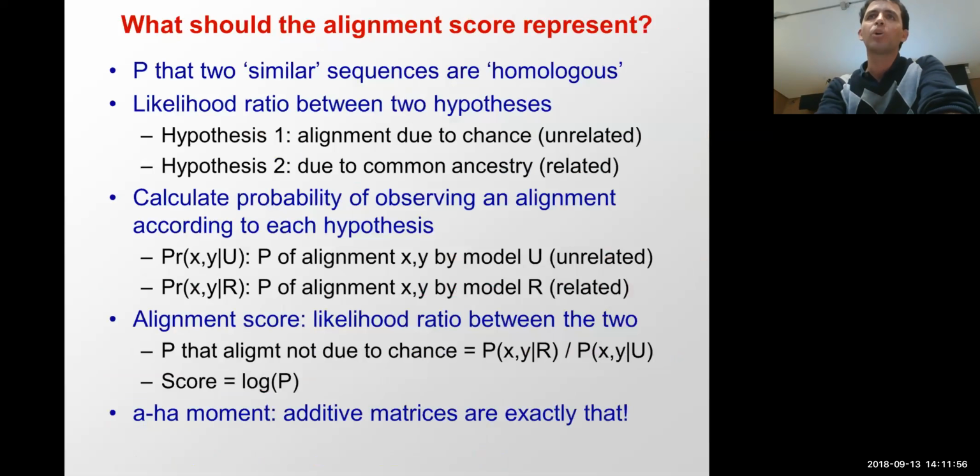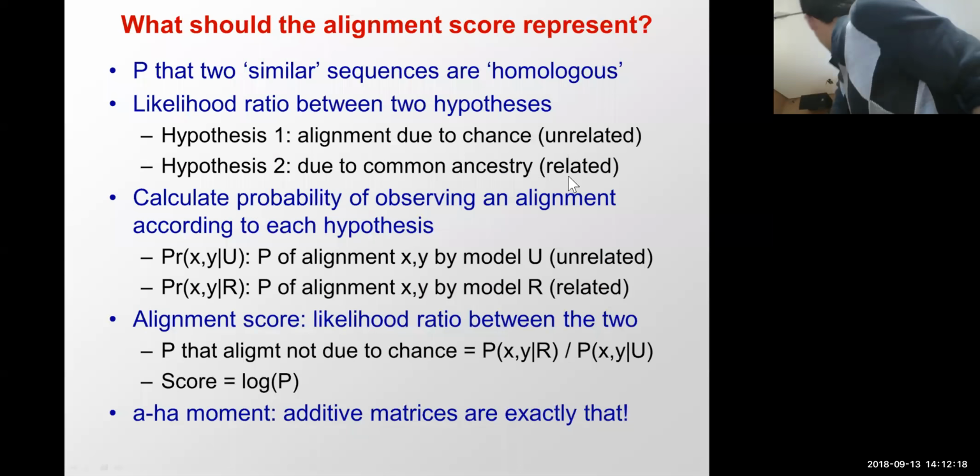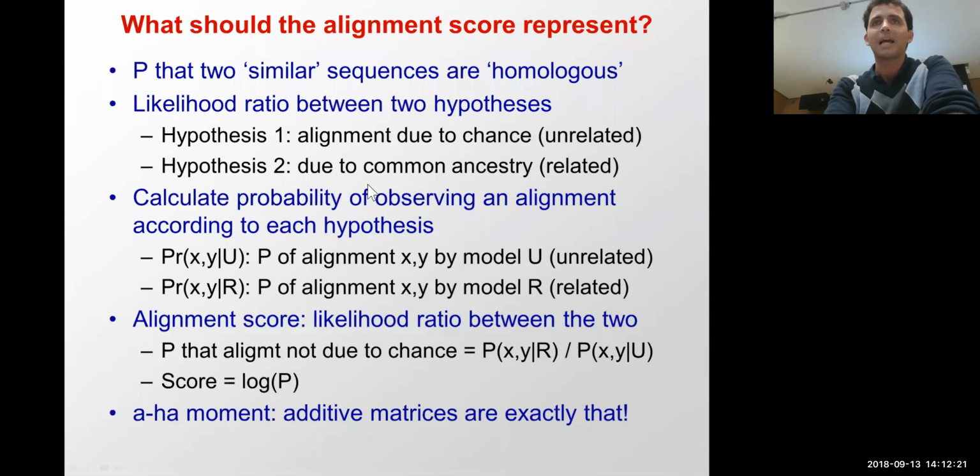All right, so what should the alignment score represent? It should represent the probability that two similar sequences are in fact homologous, and as I mentioned earlier, the likelihood ratio between two hypotheses. Hypothesis number one is that the alignment is due to chance, unrelated. Hypothesis number two is that the alignment is actually due to common ancestry, as in related. So we're going to calculate the probability of observing X aligned with Y given the unrelated model, and then the probability of aligning X with Y given the related model. The alignment score is going to be the likelihood ratio between the two.